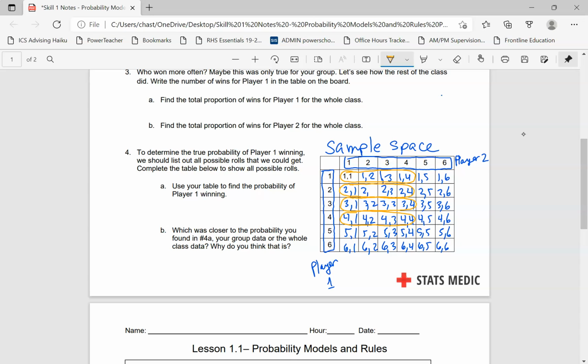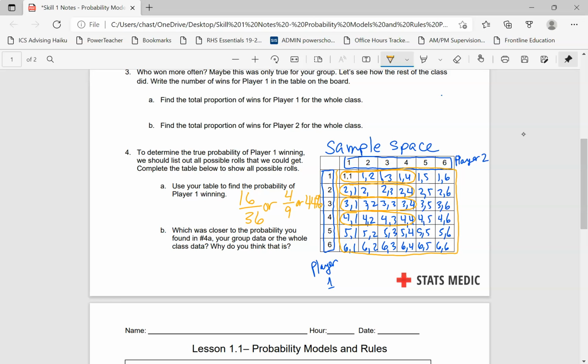Okay, so all of those are examples of where the highest value is a 1, 2, 3, or 4, which means player 1 would win. So we have to first know how many total little squares are there inside of this big box. It's 6 by 6, so we know there's 36 total possible outcomes, and we circled 16 of them. So the probability of player 1 winning is 16 out of 36, which if we simplify, we could divide those by 4, so that would be 4/9, or about 44%.